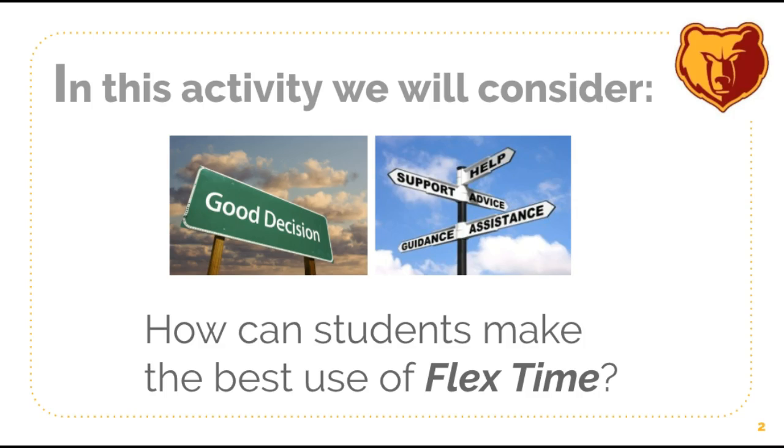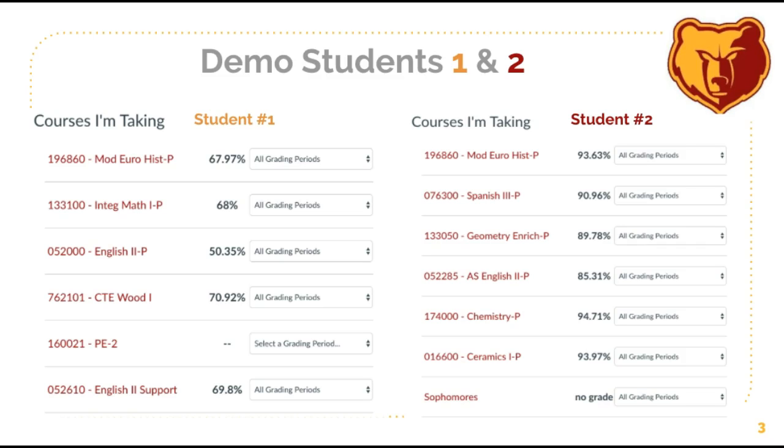In today's activity, we will consider how students can make the best use of flex time and decide where to go. We will look at two students' grades and offer some suggestions to improve their academic life. When looking at student one's result, it is clear that the student should start by going to the teacher where he or she is struggling the most. In this case, English 2, where he or she received only 50%, which is not a passing grade.